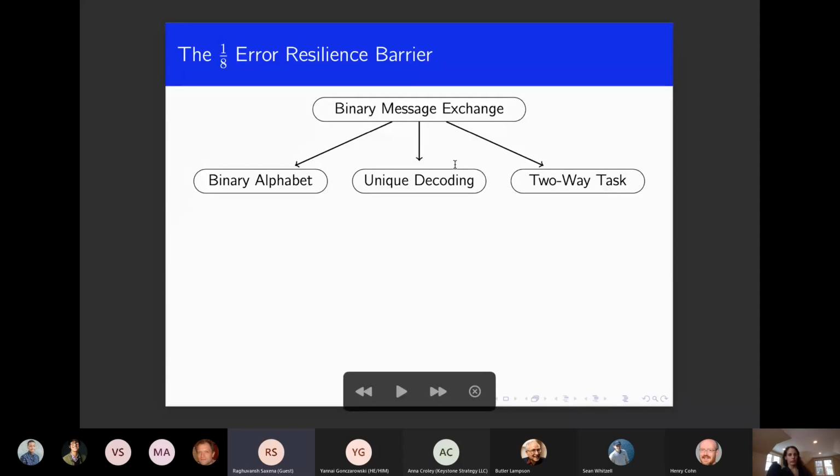This is as opposed to list decoding, where you want to output a small list of values such that one of them is correct. And there you don't lose this factor of 1/2. So binary alphabet requires a factor of 1/2. Unique decoding requires a factor of 1/2.